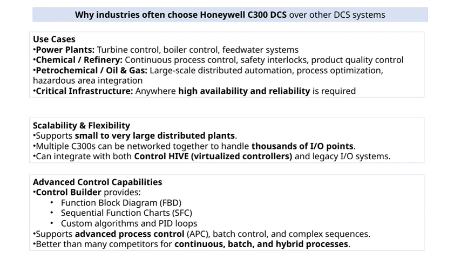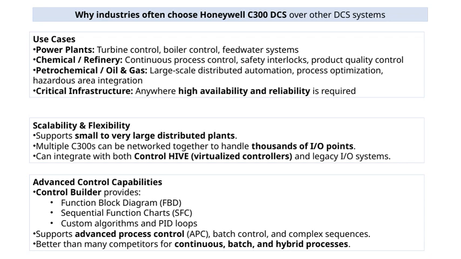Now, on to scalability and flexibility, one of the key strengths of this system. It supports everything from small plants to very large distributed facilities. Multiple C300 controllers can be networked together, handling thousands of I/O points, which means it can grow along with your operations. Plus, it's versatile enough to integrate with both Control Hive, which offers virtualized controllers, and legacy I/O systems, making transitions and expansions smoother.